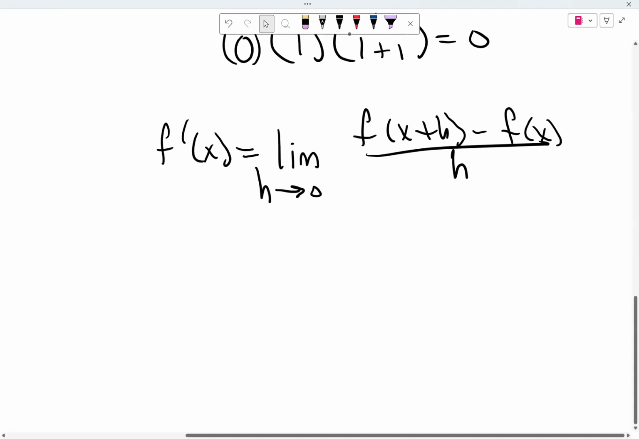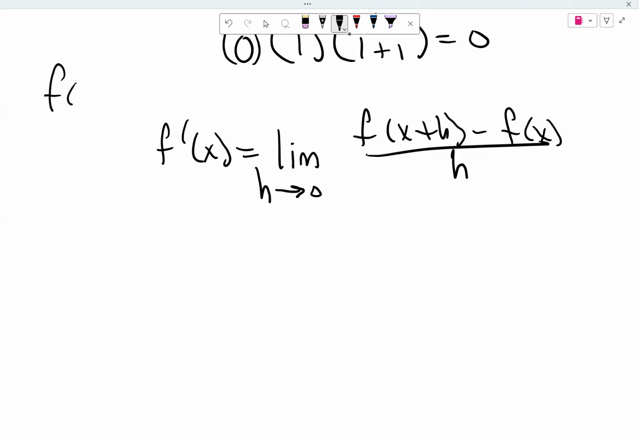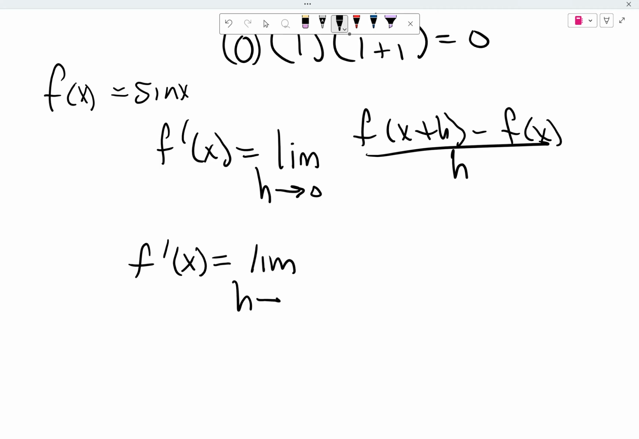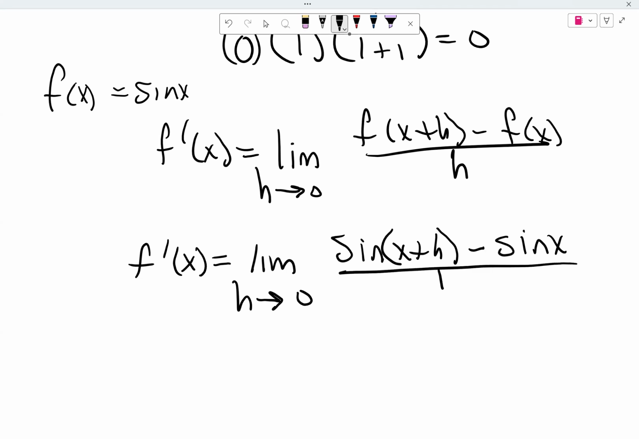The difference quotient. If we do this and we solve for this in terms of a function, let's say the f of x function is equal to our sine x function. Okay, so we use this as an example. That first derivative function becomes the limit as h approaches 0 of sine of x plus h minus the sine of x, and all of this over h.